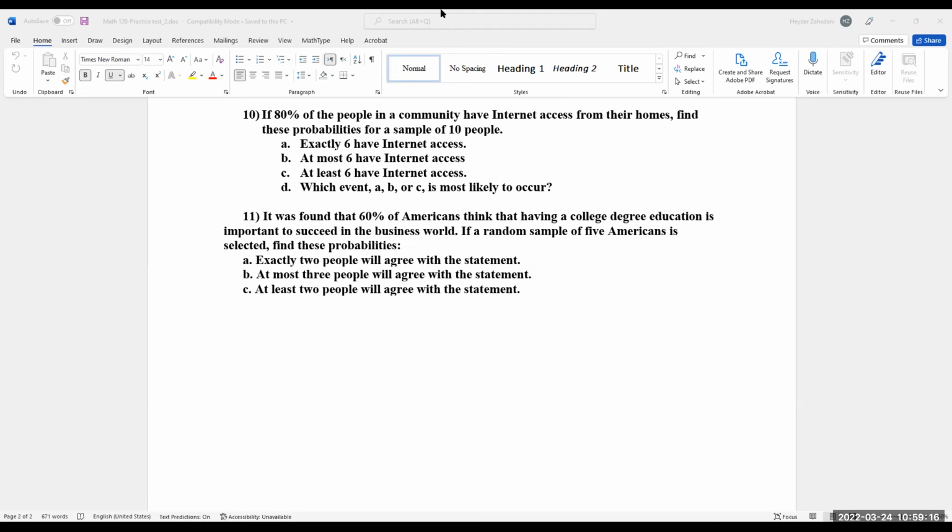It's a binomial case because there are 2 groups of people, the people who agree and the people who don't. So if you agree, this is going to be our success. So P is going to be 60%, and the sample size that we have is 5. So it's going to be a binomial case. This is going to be the one that we have.